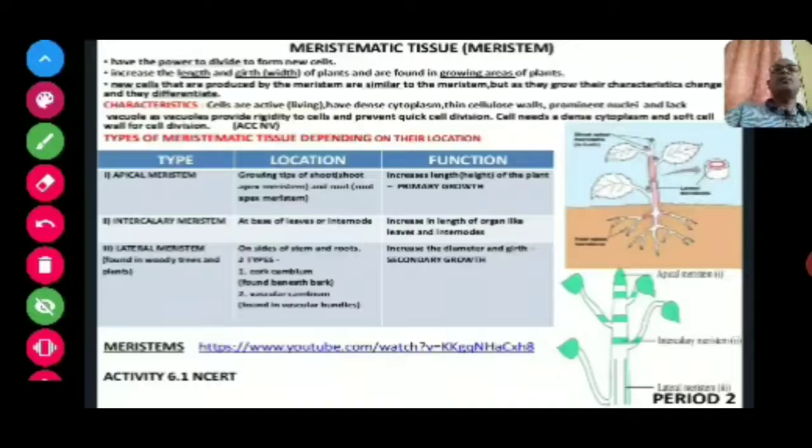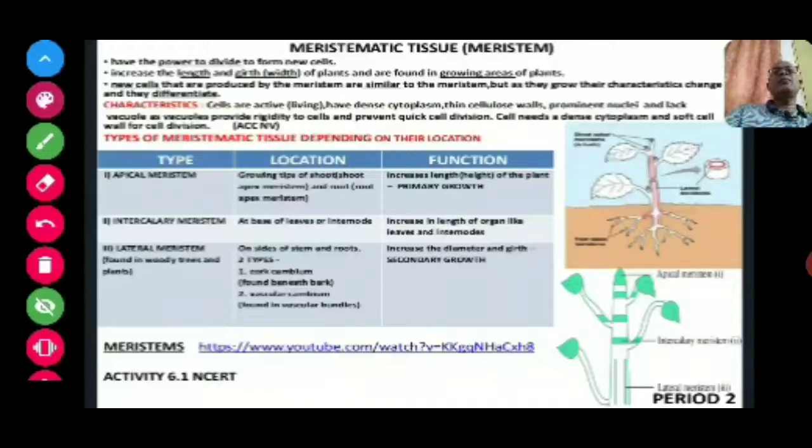New cells that are produced by the meristems are similar to the meristem, but as they grow older, their characteristics change and they differentiate and form permanent tissue. After some time they will attain the characteristics of the permanent tissue.